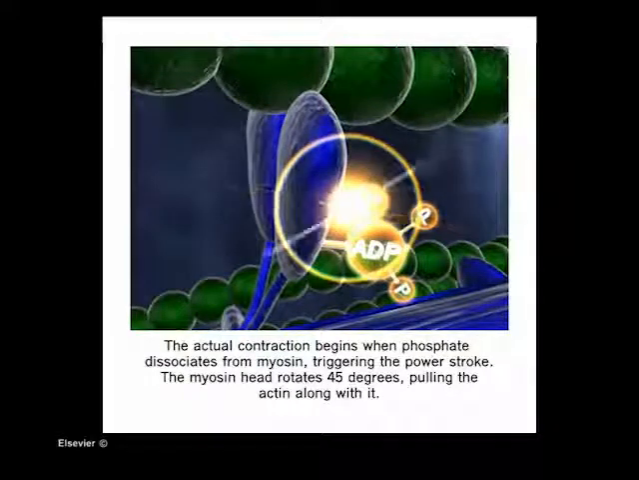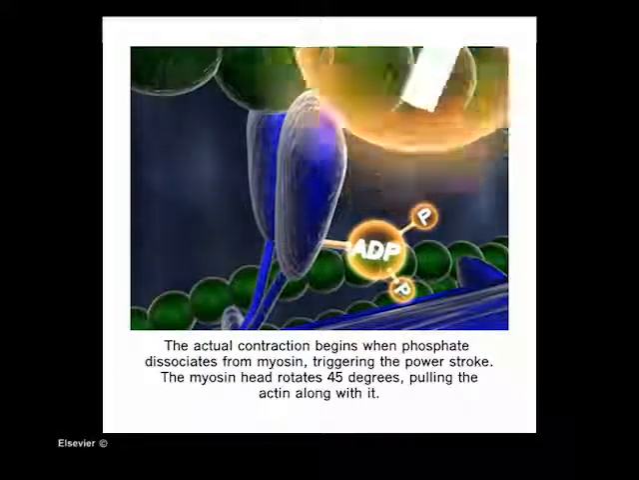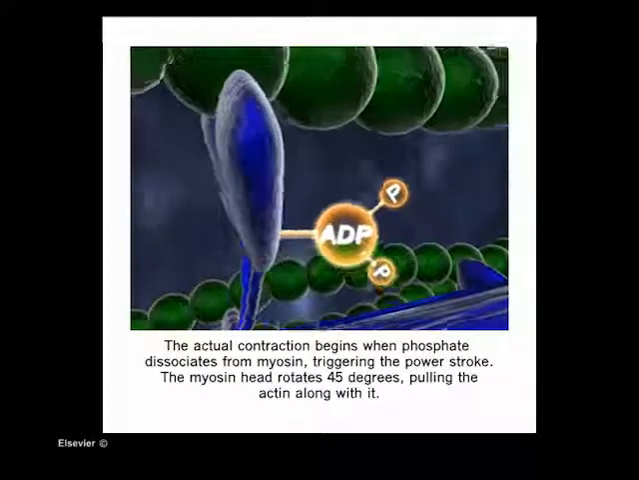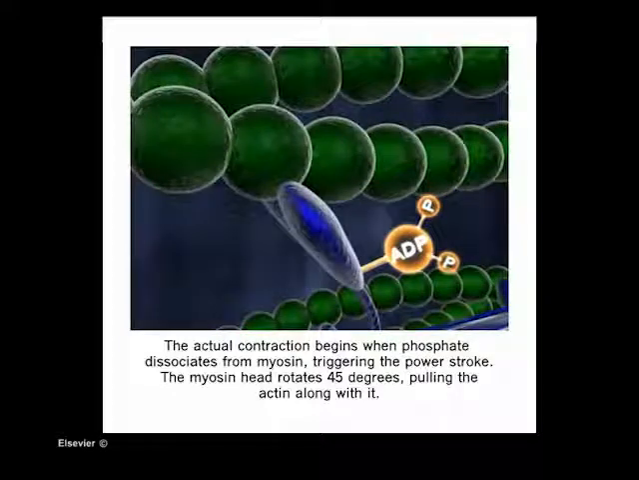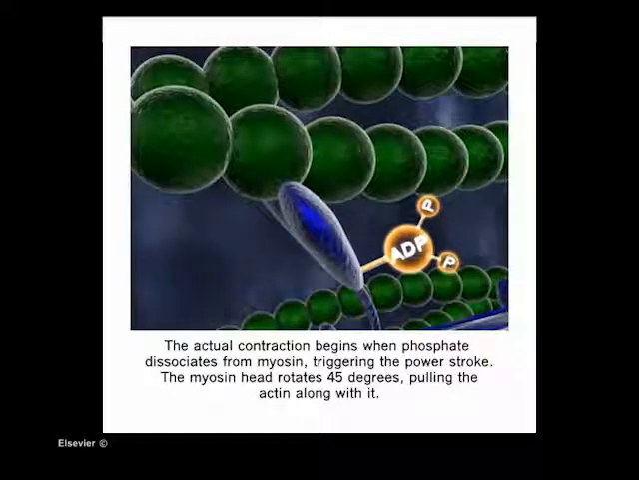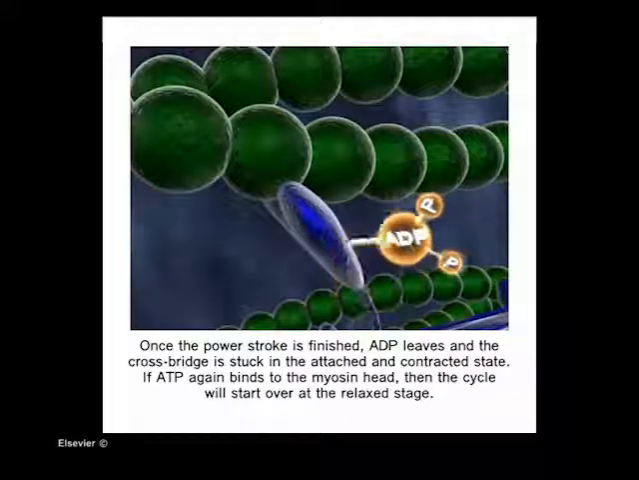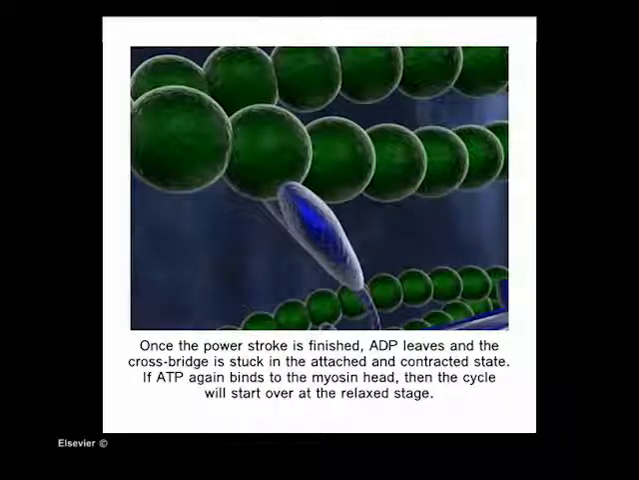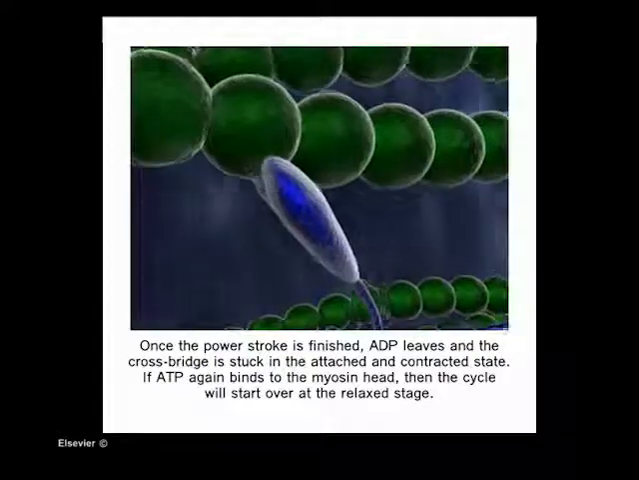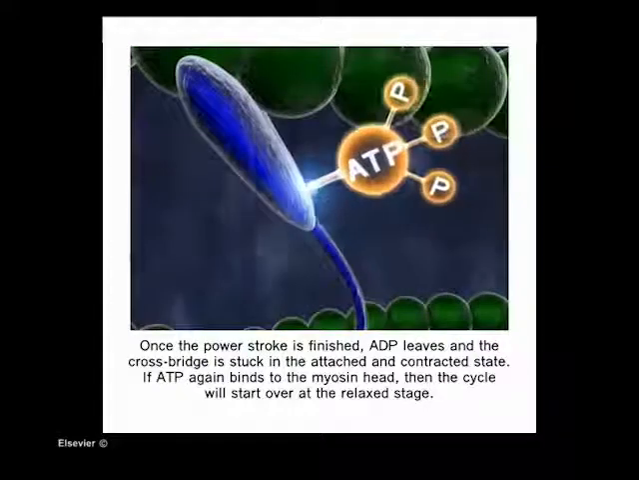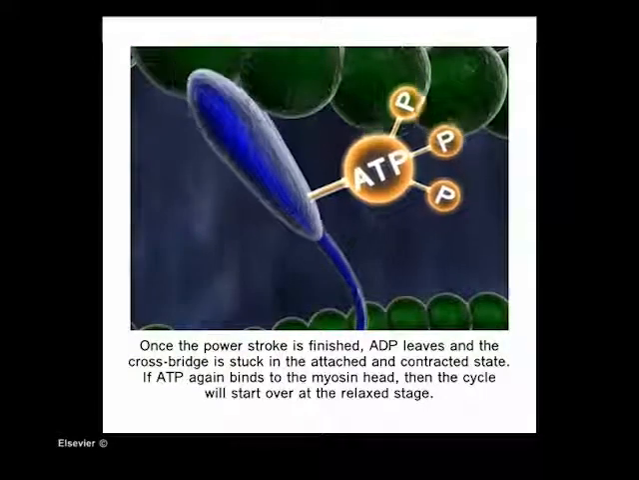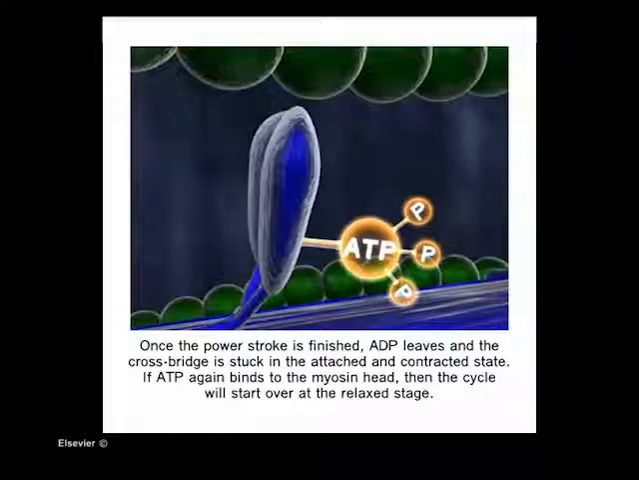The actual contraction begins when phosphate dissociates from myosin, triggering the power stroke. The myosin head rotates 45 degrees, pulling the actin along with it. Once the power stroke is finished, ADP leaves, and the cross bridge is stuck in the attached and contracted state. If ATP again binds to the myosin head, then the cycle will start over at the relaxed stage.